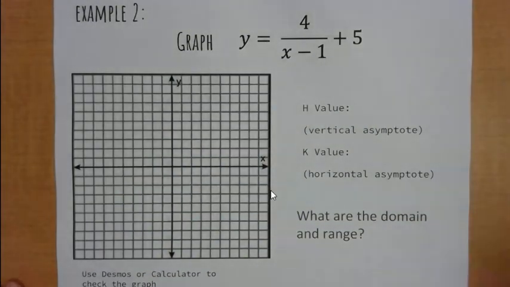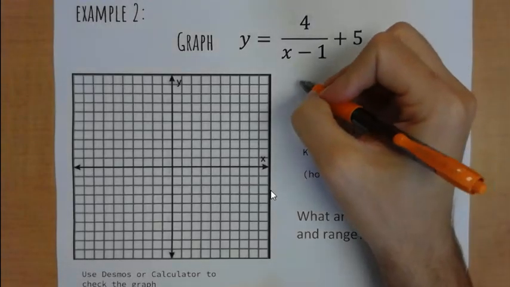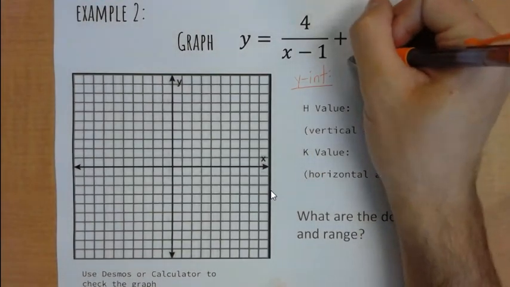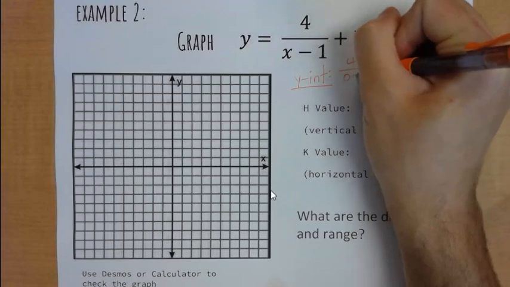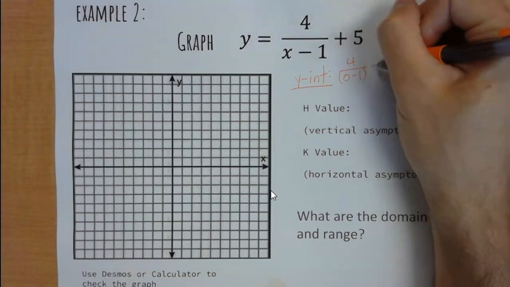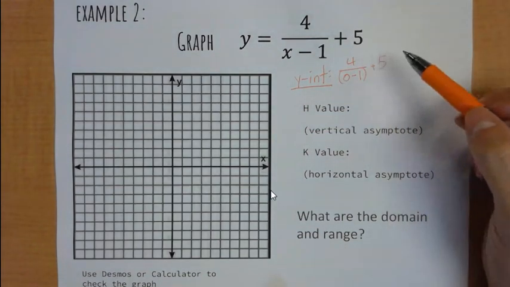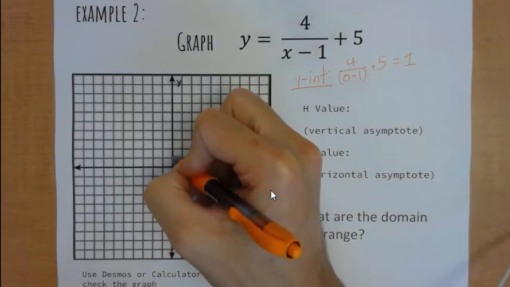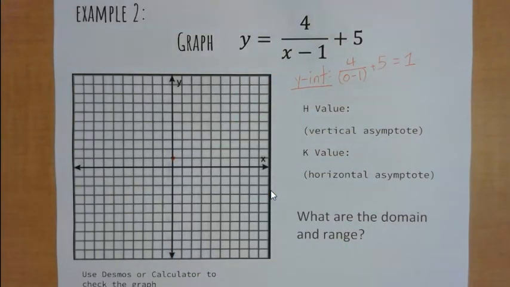Example 2 has a lot of similar elements, but we'll have a little bit different of an approach here in some places. So for starters, we can maybe even do our y-intercept first. So our y-intercept is going to be 4 over x minus, or 0 minus 1, put a 0 in for x, plus 5. So that would be -4 plus 5 equals 1.